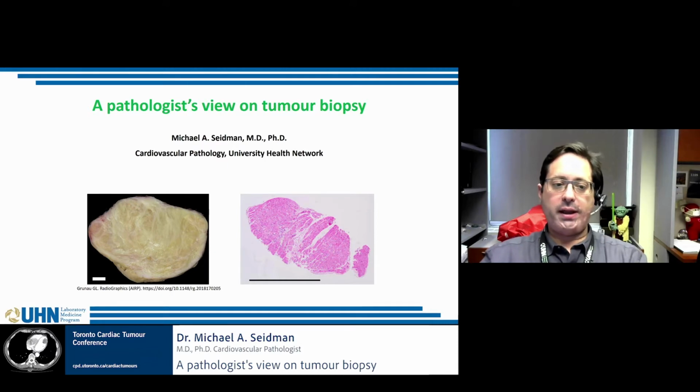So to give you an idea of the range of what we might see, the image on the left, the white bar is a 1 centimeter size reference. This is a 9 centimeter cardiac fibroma resection that was done at one of my previous institutions. In contrast, on the right, again, that is a 1 centimeter scale bar. This is a small cardiac biopsy. We see significantly more of what's on the right, so we've had to develop tools to best adapt to that.